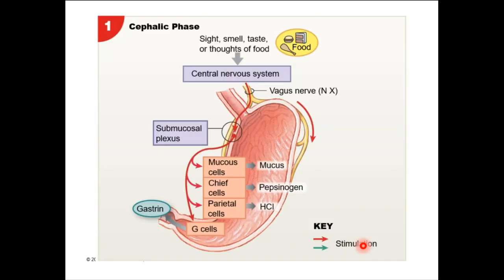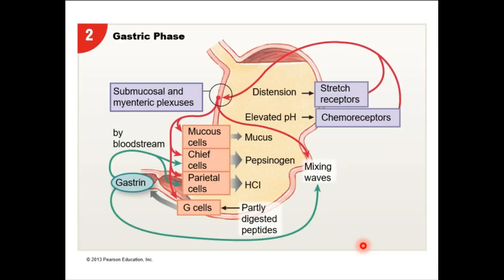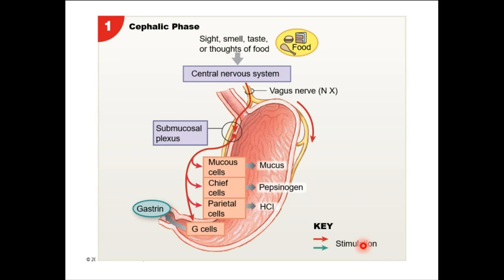So again, don't overthink it. It's just steps 1, 2, 3. Step 1 is cephalic, step 2 is gastric, step 3 is intestinal. Before you even have food, you start thinking about food. And that thinking is how we get the name cephalic. The cephalic phase means you start thinking about food.